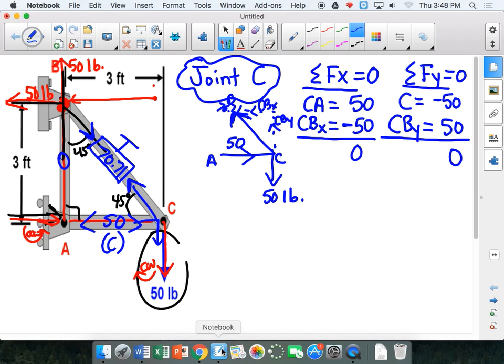So that should be all that you need on number 4. So you can try number 5. Hopefully you've been stopping the video and working each step as you go.